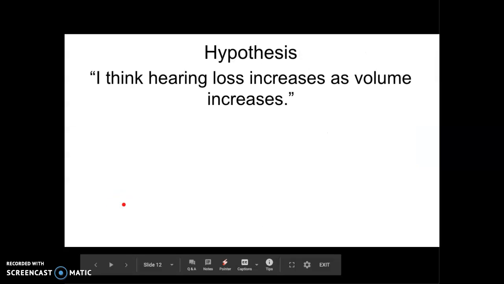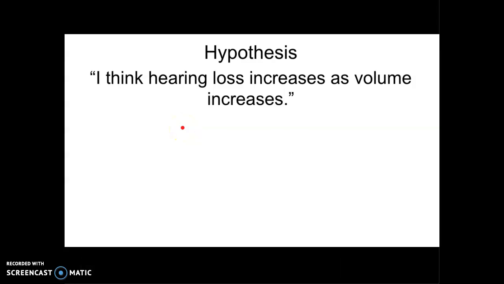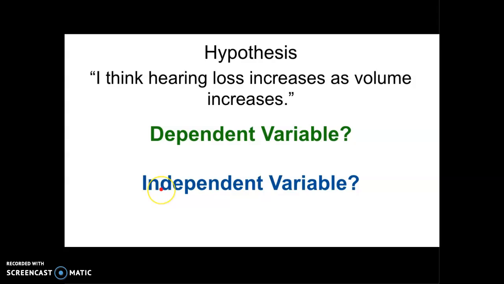Well, let's look at the hypothesis a different way. This is a whole different hypothesis. I think hearing loss increases as volume increases. What's my dependent variable and what's my independent variable? Go ahead and take a pause. My dependent variable is still hearing loss, but my independent variable now is volume. Volume is what's going to cause hearing loss according to this hypothesis.